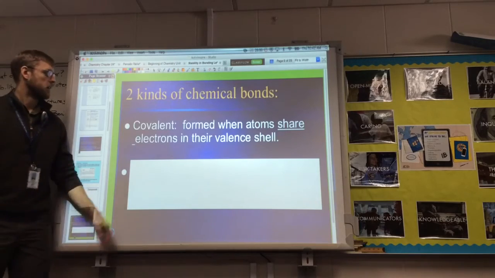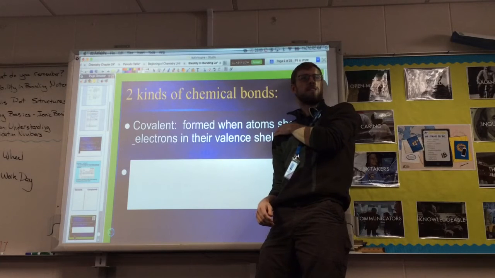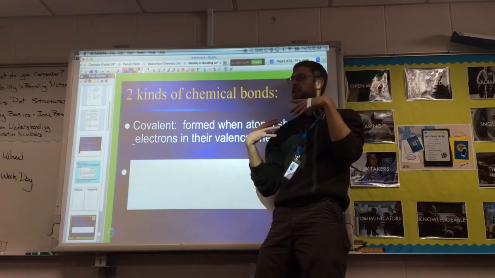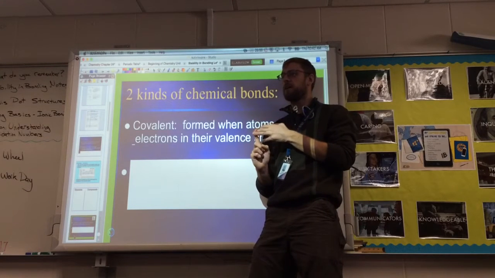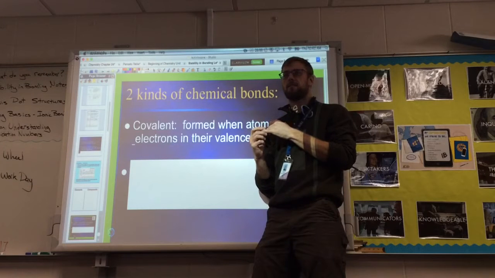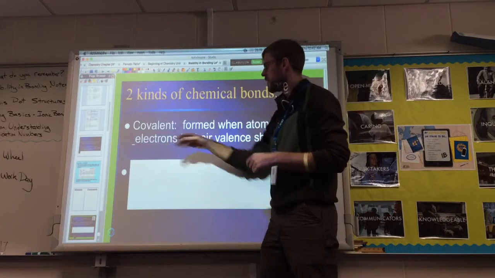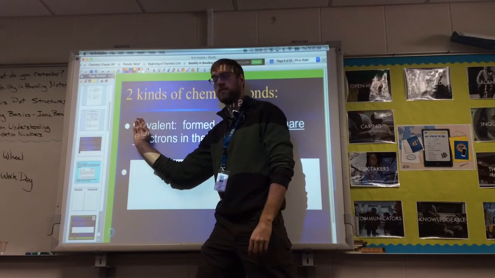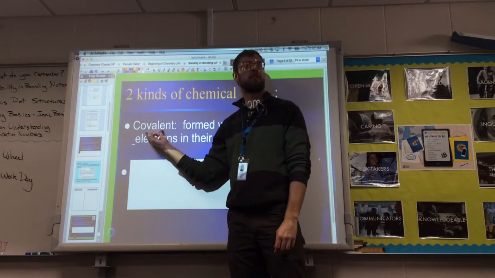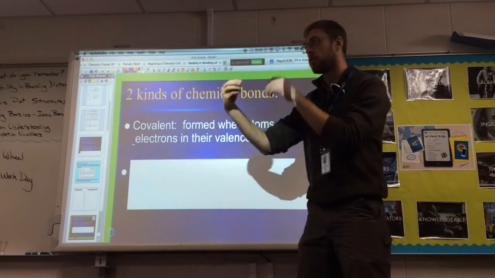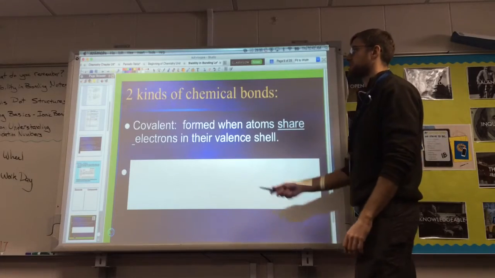Okay, let's break that word down. What's the prefix on this word? What does co mean? Together. It's like cooperate, commingle, comrade. There's lots of different things that mean together, like co-op, cooperative. That's together. Valent, what does that look like? So it's together valence shell. It's sharing a part of your valence shell. That happens. Water is a covalent bond. We'll talk about covalent bonds next week. This week we're going to talk about the simpler, easier to understand ones.